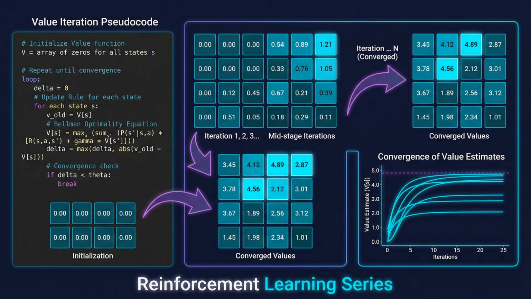Value iteration is our first algorithm for solving MDPs. We start with arbitrary value estimates and repeatedly apply the Bellman update until convergence. Each iteration improves our value estimates by considering one-step look-ahead. The algorithm is guaranteed to converge to the optimal values. Notice how the values propagate from the goal state backward through the grid as iterations progress.